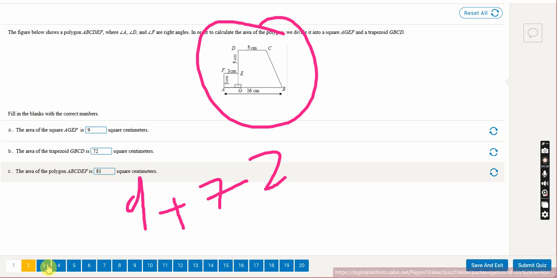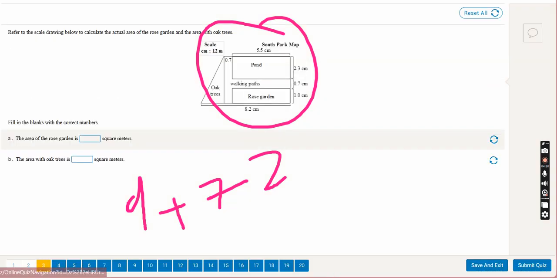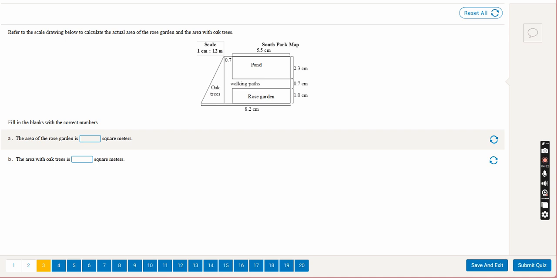Let's go to the next one. So for this one, let's understand this as well. The area of a rose garden. Now here, what is the problem? Not a problem, but what extra step you have to do is that they have given you a scale here and it's all in centimeters. They made their own scale: 1 centimeter is equal to 12 meters. So what does that mean? Whatever you do, you have to first convert it to meters and then continue, right?